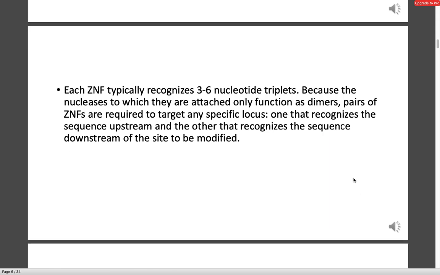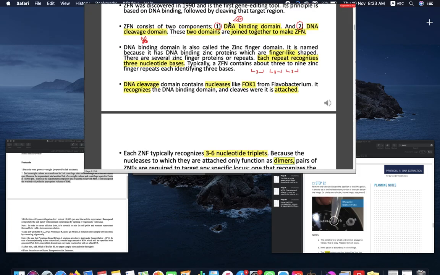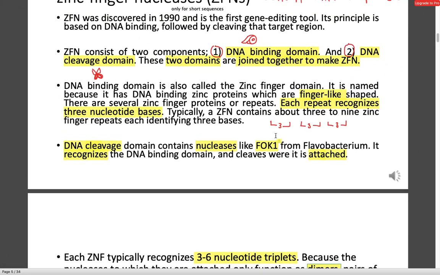Alright, so the DNA cleavage domain also, this one is quite important. So FokI is only present in ZFN. Okay, for FokI, the discovery of FokI is for the ZFN family. The DNA cleavage domain contains nucleases like FokI from Flavobacterium. It recognizes the DNA binding domain and cleaves where it is attached. Right. So this is the function of FokI.